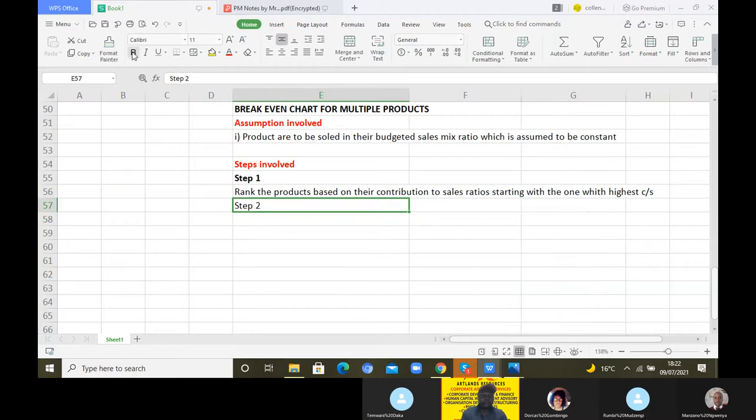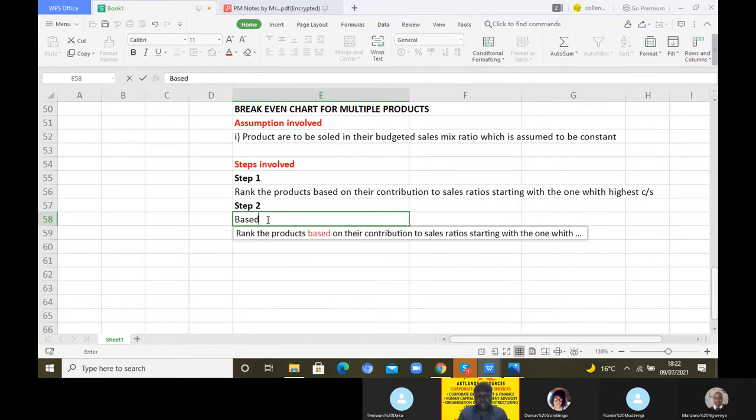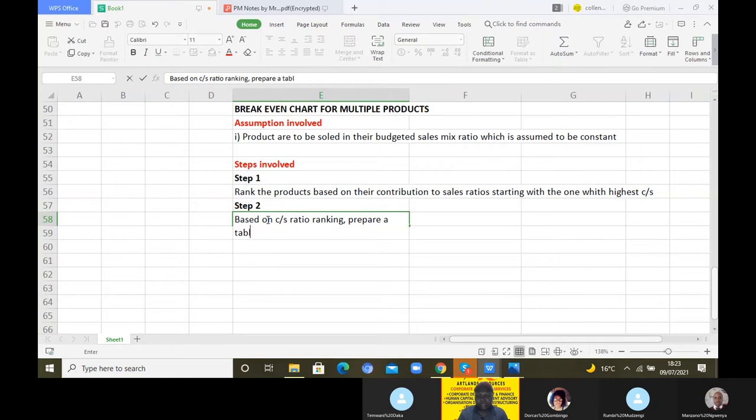Step two. Based on the contribution to sales ratio ranking, compute cumulative revenue and cumulative profit. Prepare a table showing cumulative revenue and cumulative profit. Cumulative means adding on, meaning as you sell the first, what is your revenue? Sell the second, what is your total revenue for the first and second? And then sell the third. That's cumulative revenue.